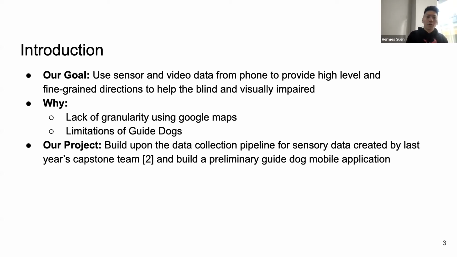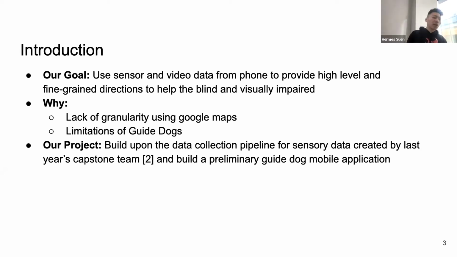Currently, blind and visually impaired people are able to get around this by using guide dogs. But the problem is guide dogs are difficult to train and have a limited lifespan. They also create additional overhead for the blind person to maintain and care for the animal. So our project is to build an AI guide dog application that can help create higher resolution data to help guide the visually impaired.